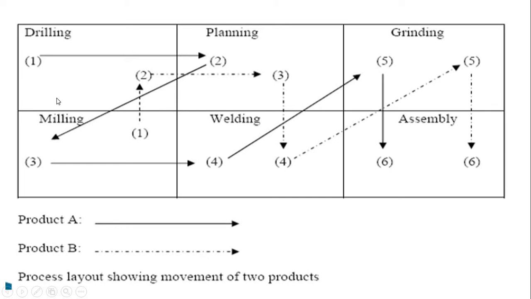And the second product, look here, product number 2. First it will start with milling, after that go to drilling, then it will come back to the planning, after that welding, then directly go for the grinding, finally assembly. That is the end, I mean finished goods. This is the process of how they are going to organize.